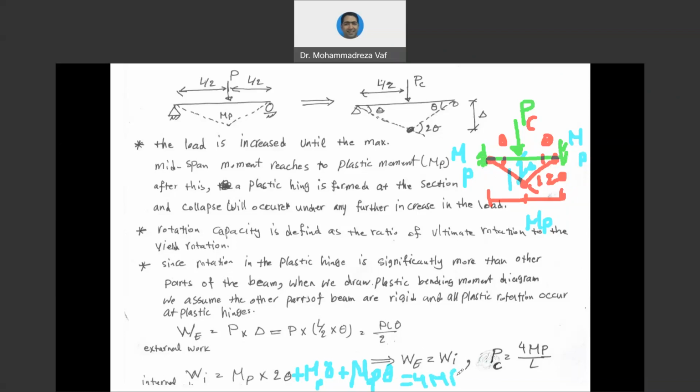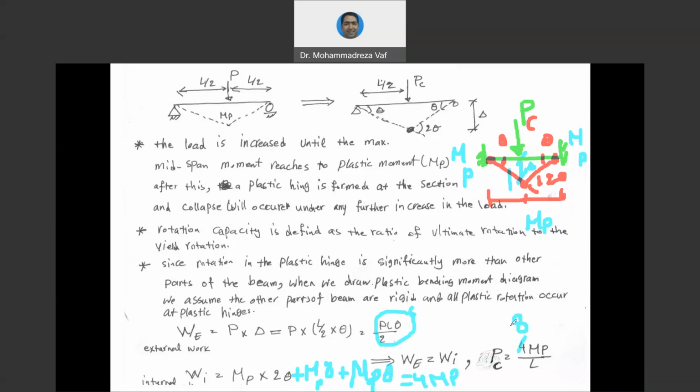However, the external force is the same because we have only P multiplied by delta, and this delta can be replaced by L over 2 multiplied by theta. So this doesn't change because it's the same calculation, force multiplied by its displacement. But the internal work is going to increase. So if you make these two equal, then you can see the value of P critical increases to 8 MP over L.